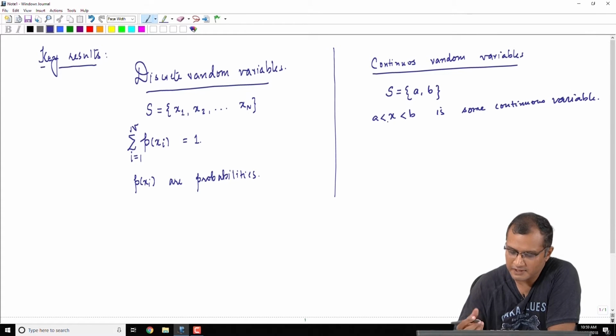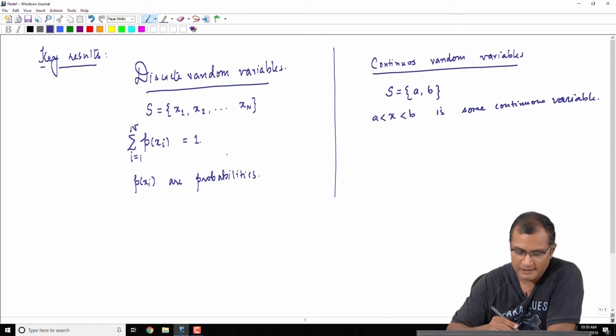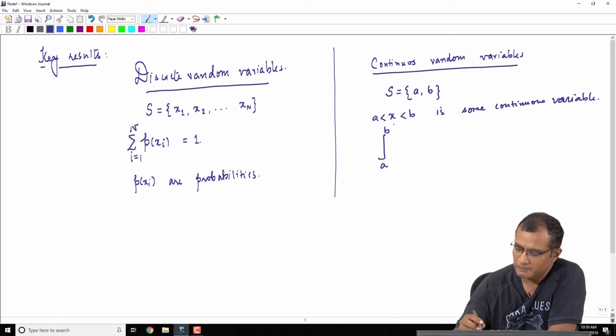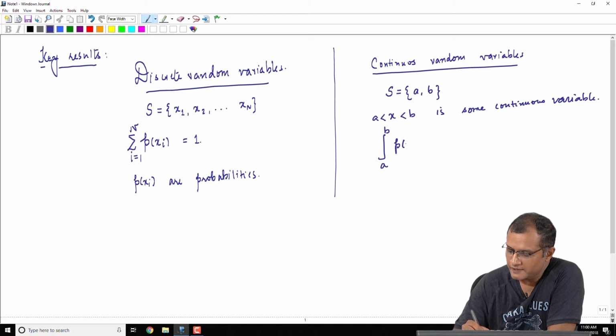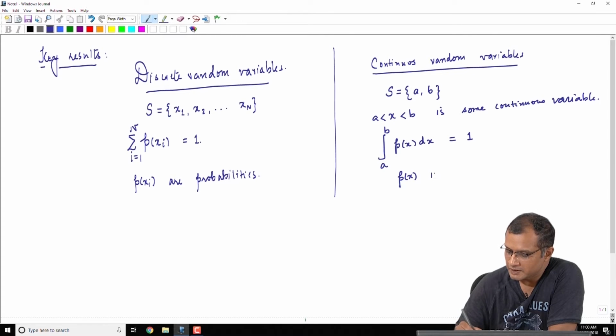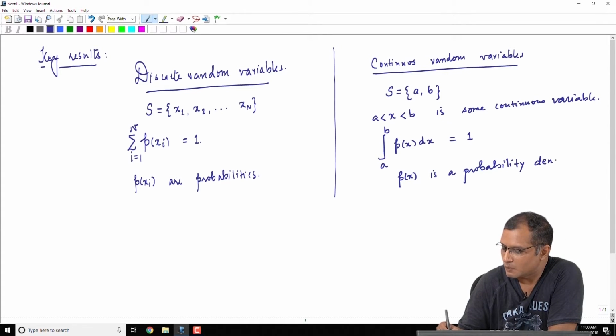and in that case, to say that the probabilities are properly normalized, the equation that I have written on the left becomes an integral, where the lower limit is the lower limit of the random variable, a, and the upper limit is the upper limit of the interval, which is b, of p of x dx, and this is 1. Okay. Here p of x is not probability, but is a probability density function. So, this is the difference. This is now a dimensional quantity.